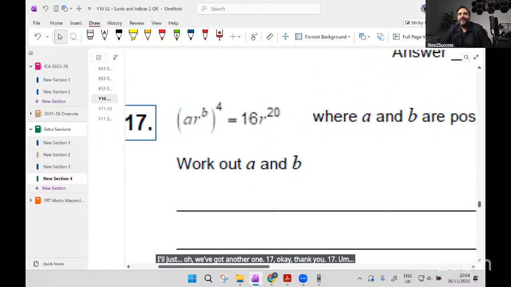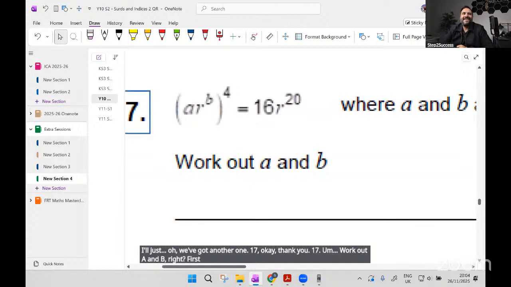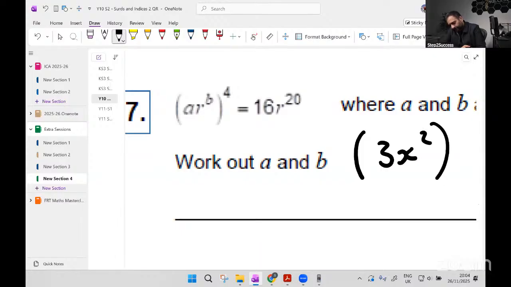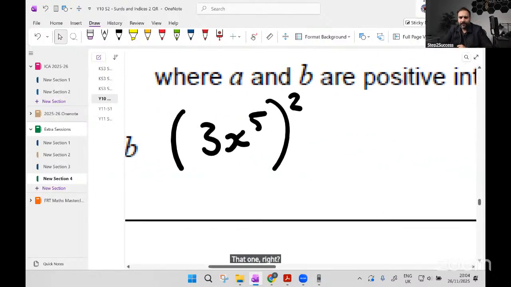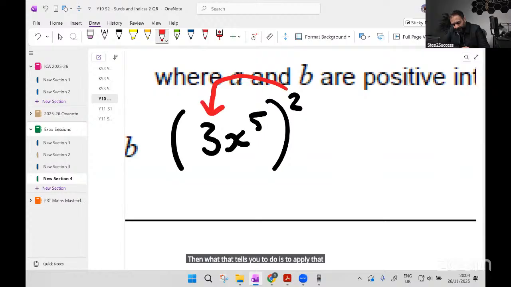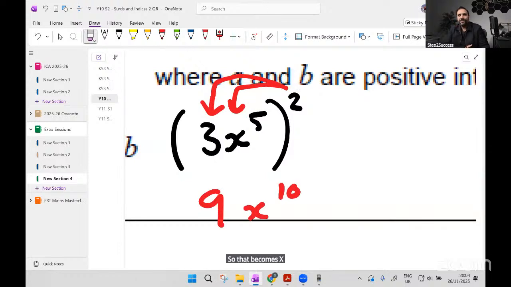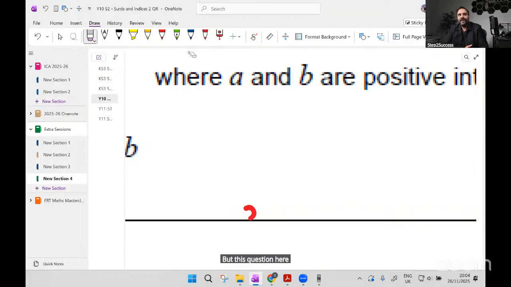Work out A and B. Right. First of all, the B is definitely 5, and I'll just tell you why. If I gave you a completely different question, then what that tells you to do is to apply that 2 to the 3, which squares it to 9, and apply that 2 to the x to the power 5. Now, when you have a power with another power, like you have here, you multiply them together. So that becomes x to the power 10 in that situation. But this question here that we're doing is sort of this in reverse.